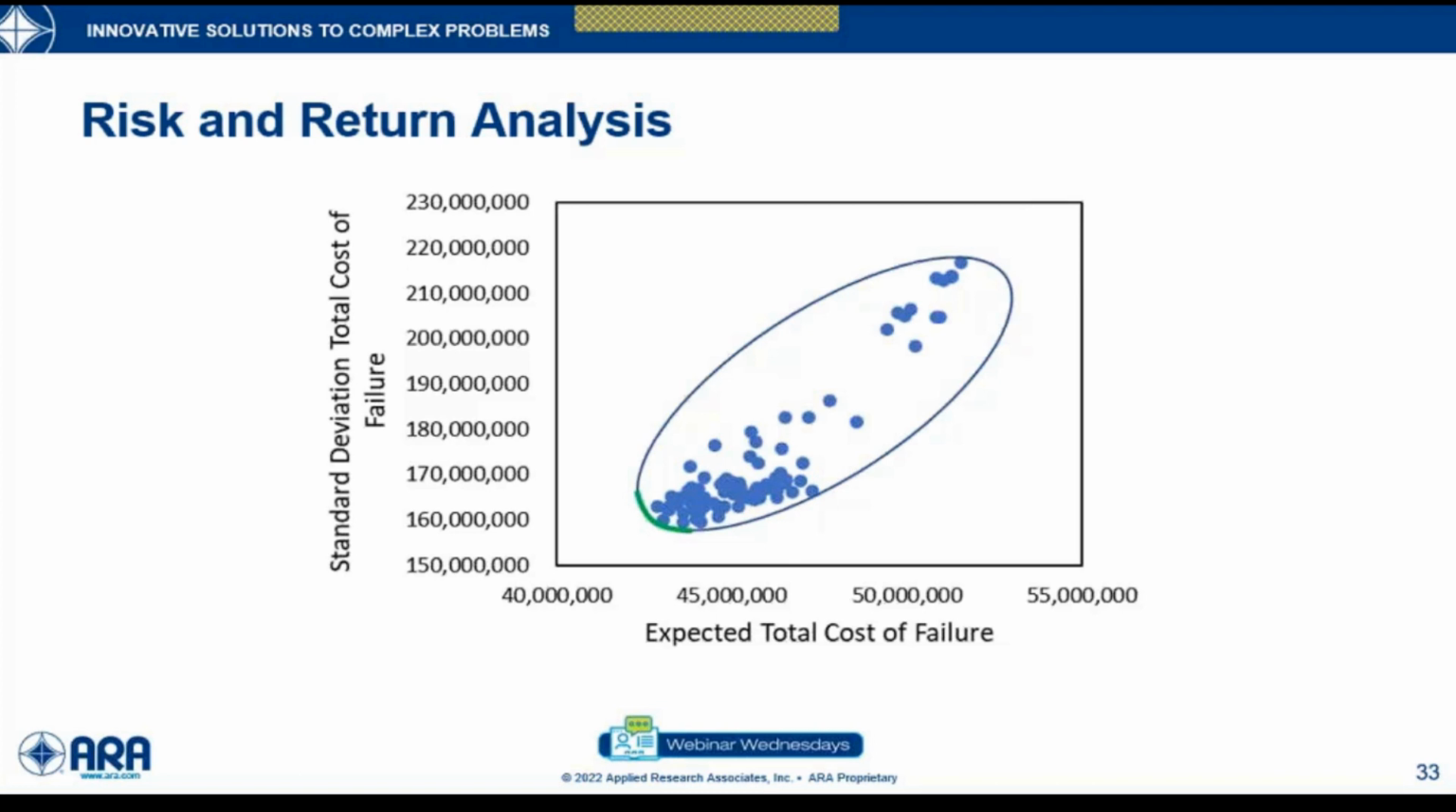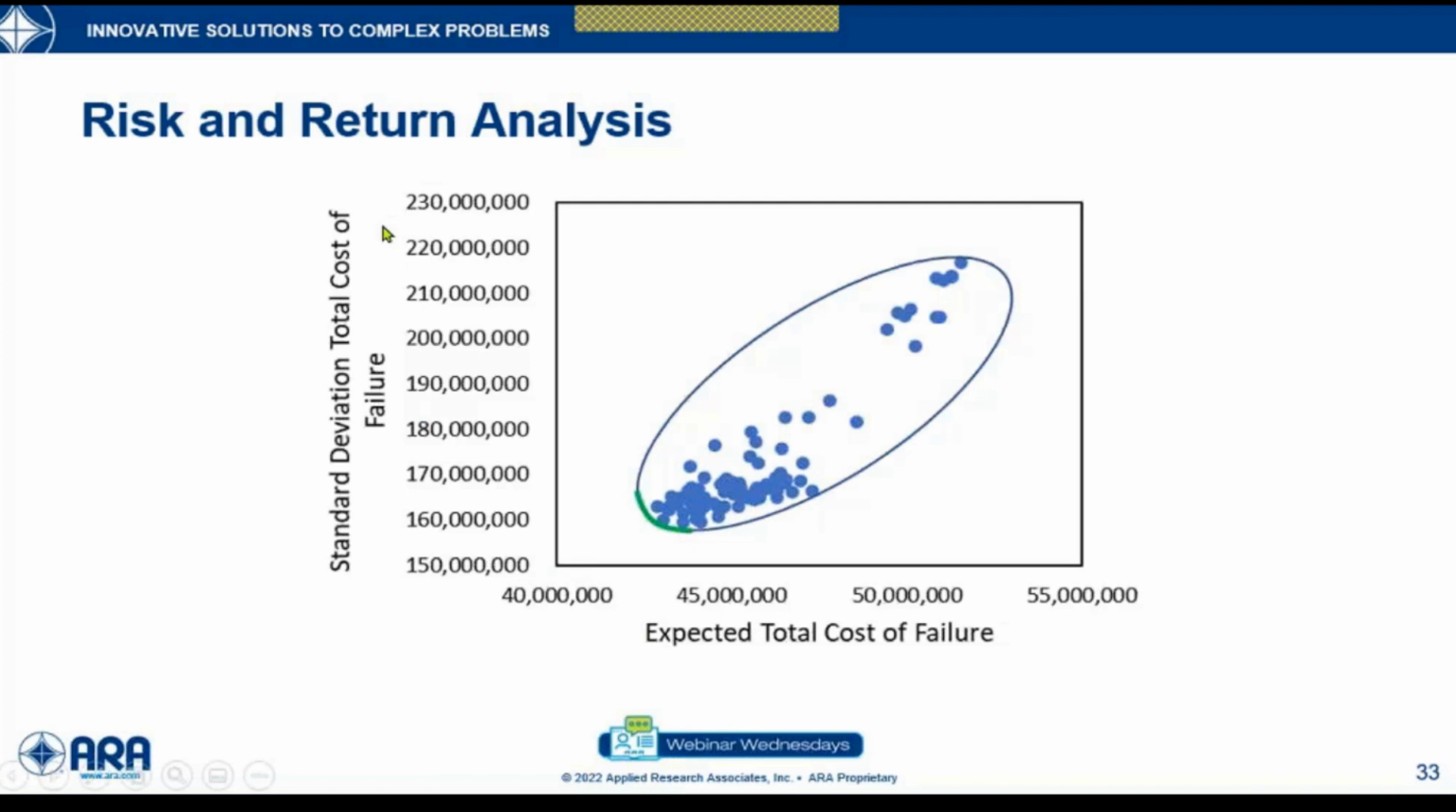So, for example, here we go back to our hypothetical example of a network of assets, and we have done some of that analysis to assess the standard deviation in total cost of failure, shown on the y-axis or the vertical axis, and the expected total cost of failure. Now, I've on purpose flipped the axes. The expected total cost of failure is related to some kind of risk here, and the lower that number is, the better your solution is.